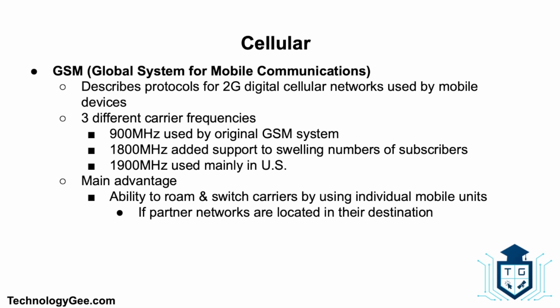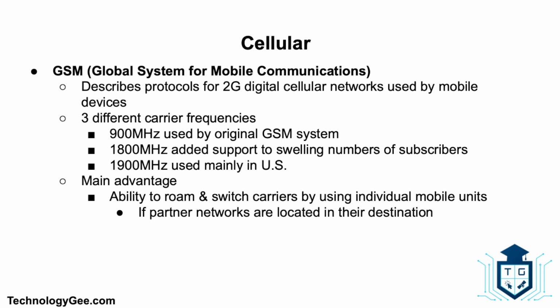Its main task was to develop a single consistent network for all of Europe and come up with a better and more efficient technical solution for wireless communication. The GSM standard operates on 3 different carrier frequencies. The first one is the 900 megahertz band, which was used by the original GSM system. Then you have the 1800 megahertz band, which was added to support the swelling number of subscribers, and the 1900 megahertz frequency, which is used mainly in the US.